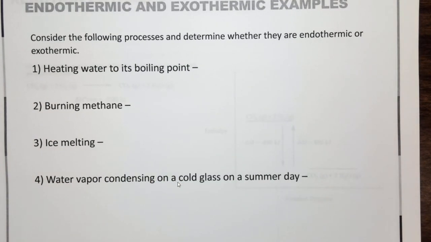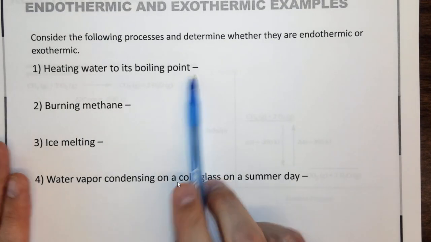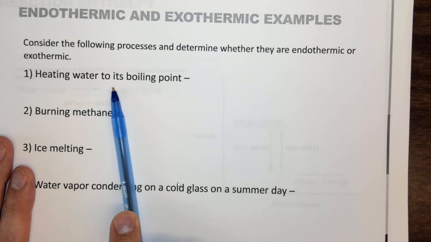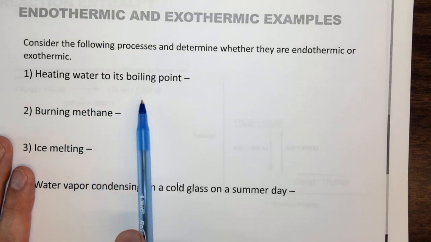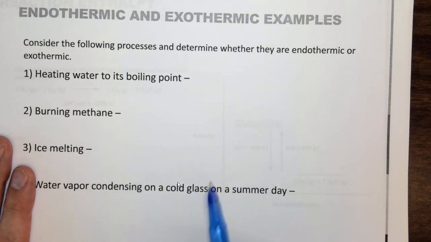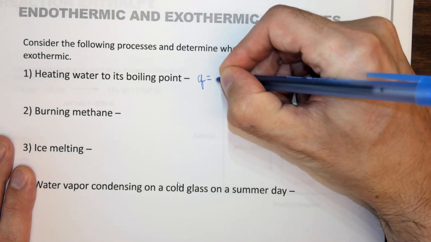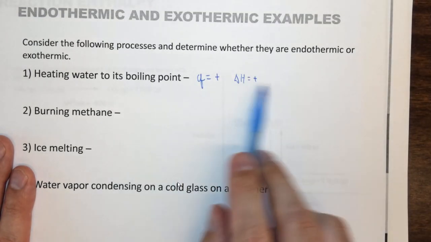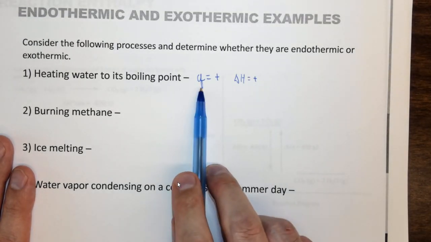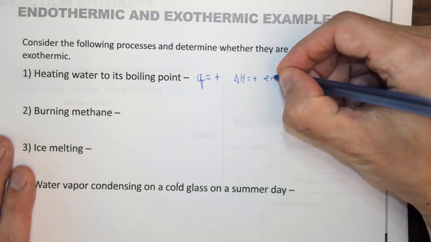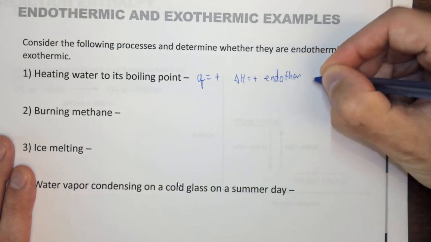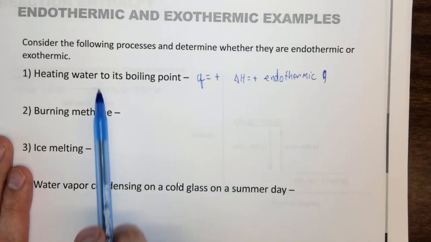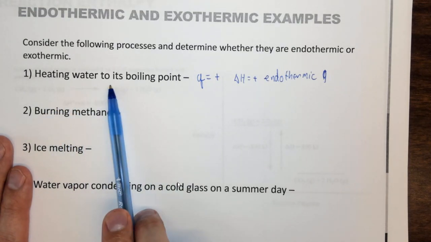I do want to switch over to here. So heating water to its boiling point. The question becomes, do we need to put heat energy in or take heat energy away? Well, if we want to heat water up, we have to put heat energy in. So Q is positive. Delta H is positive. So these things are positive. This means that this is an endothermic process. So this, I'm just going to write endothermic. So this is endothermic. We have to add heat to cause water to heat up.